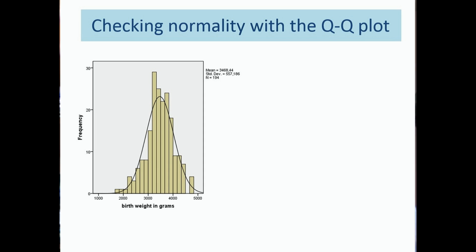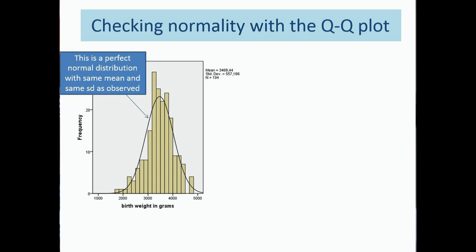Here we see a histogram of the birth weights of the children. Also in the graph, a normal distribution is shown, with the same mean and standard deviation as the observed data. Can we say that the birth weights are normally distributed? In some situations it can be hard comparing bars of a histogram to a smooth normal curve. A QQ plot can be helpful.